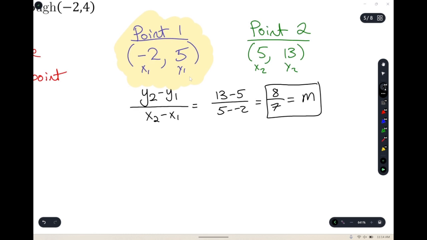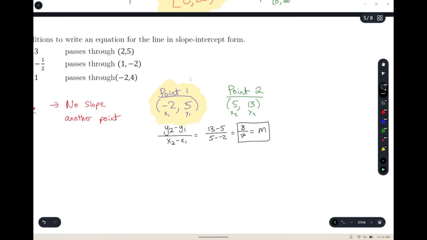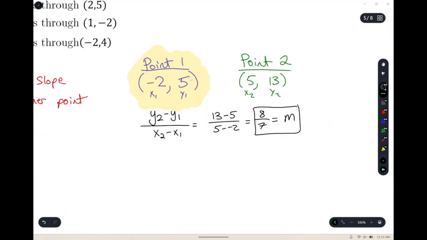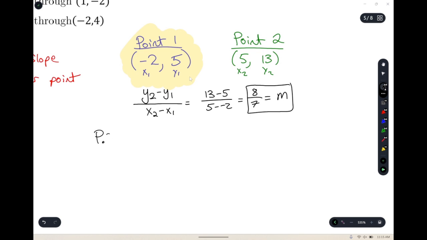So how do we plug it in? Plug and chug. Y minus. No, not y equals mx plus b. Not possible, because these aren't y-intercepts. The point-slope form.